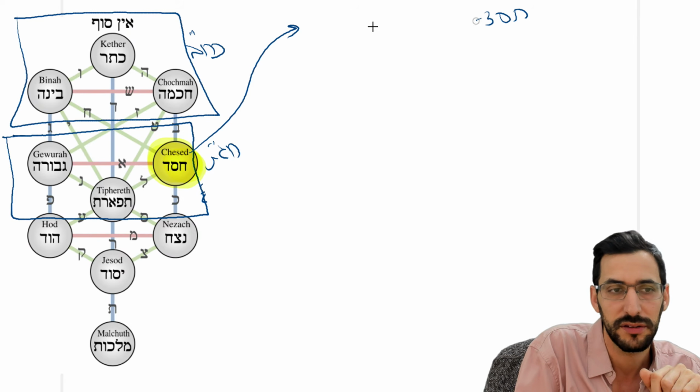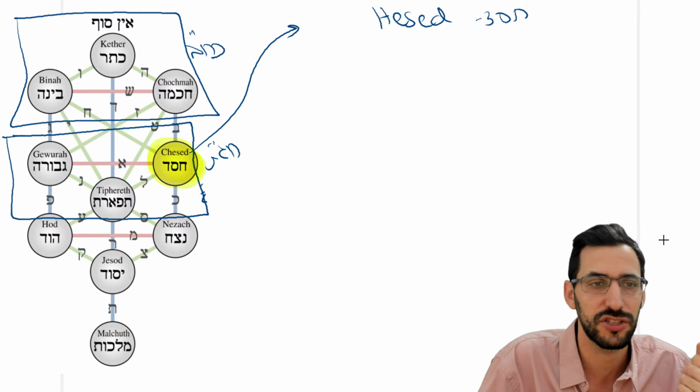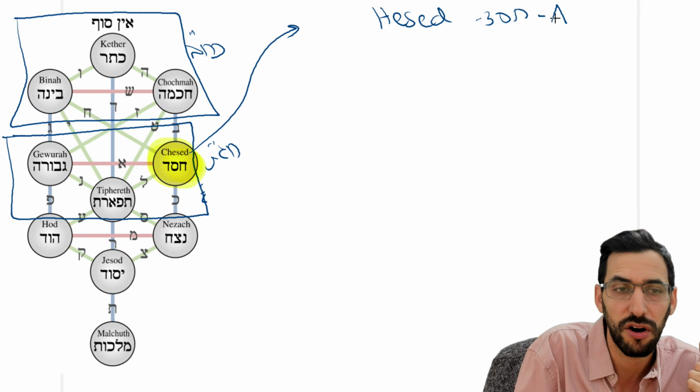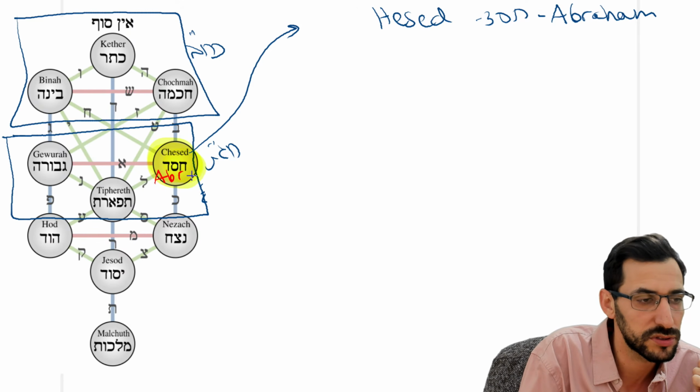Hesed, or you can write it Chesed, or with a C, doesn't matter. Chet is sometimes CH or sometimes H, Chesed. And I'm going to add here, it's the quality of Abraham. So I'll write that even here. This Chesed resembles Abraham.